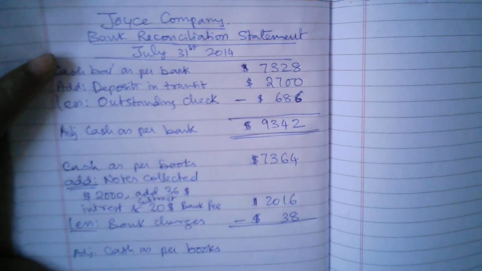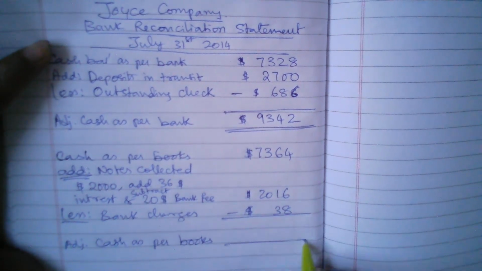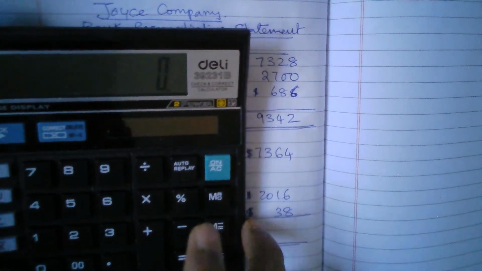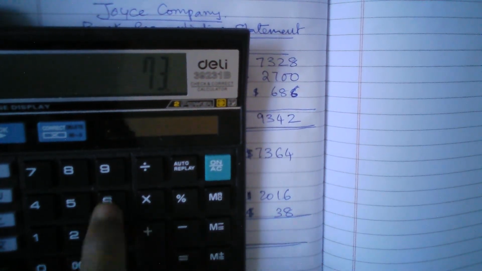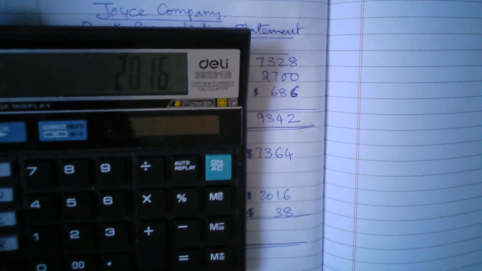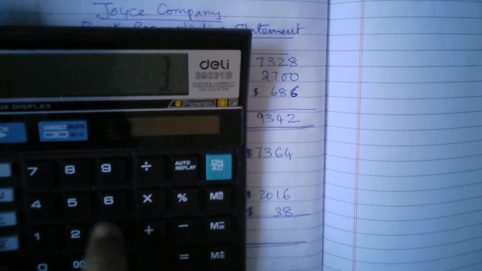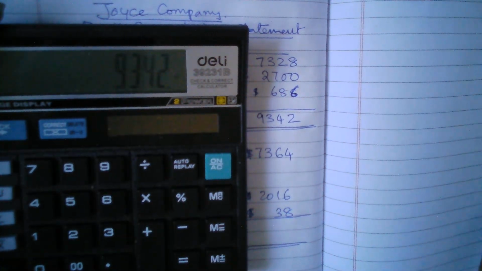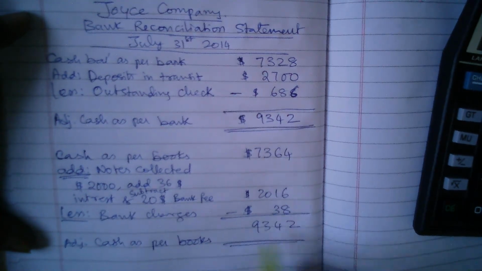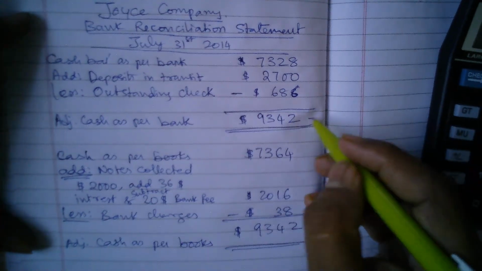Okay, so what is the adjusted cash as per books? So again I have to take 7364 plus 2016 minus 38. Okay, so I am getting 9342. Okay, so exactly this 9342 is matching with the earlier amount.